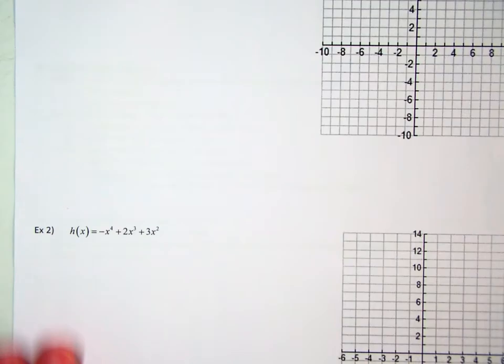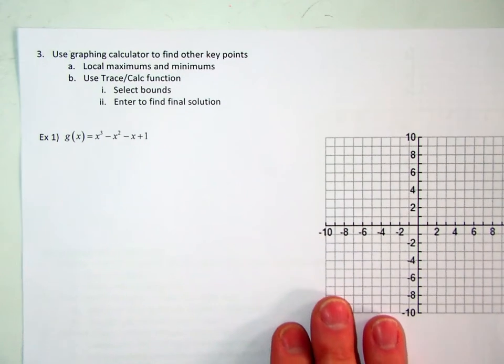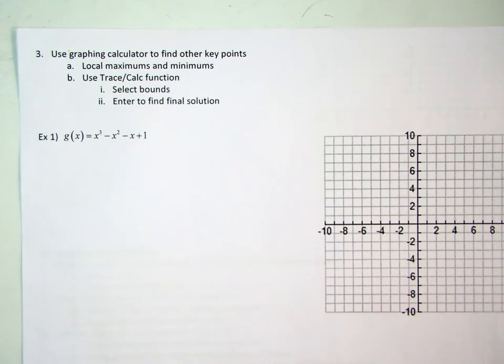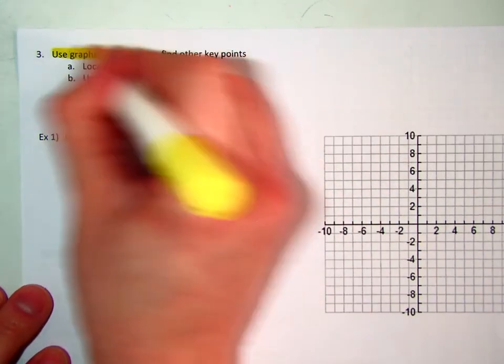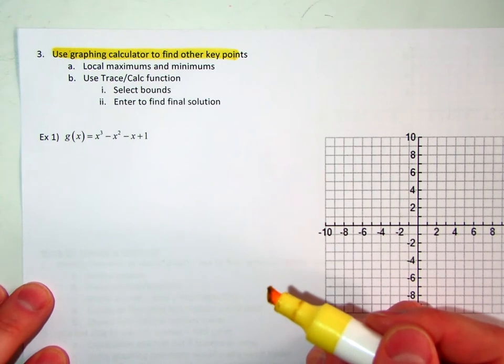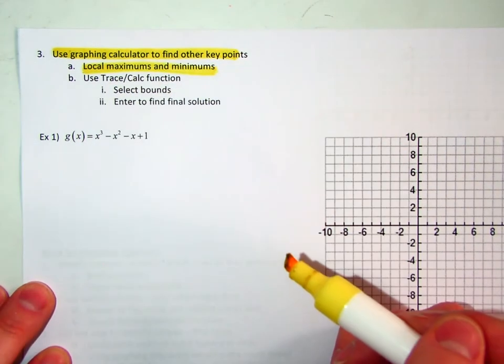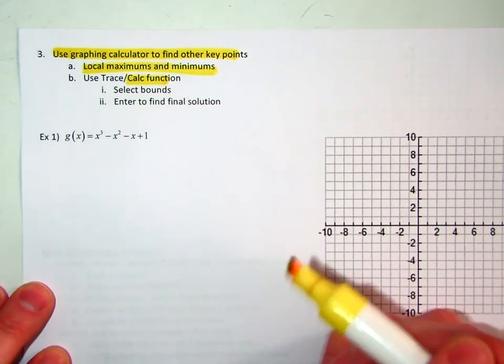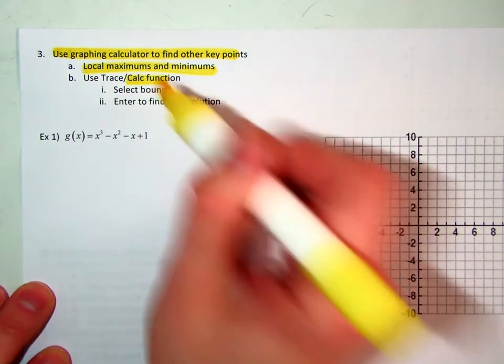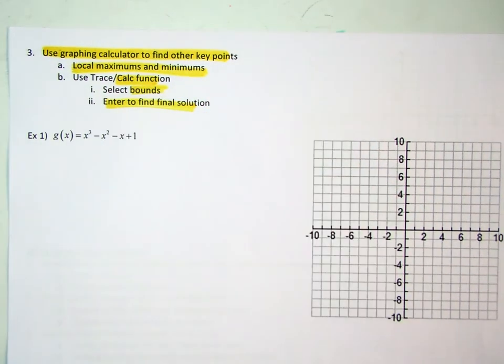Also, after you've described the end behaviors, after you've found your zeros, your x and y-intercepts, and described them as bouncing or crossing, you're going to want to use your graphing calculator to find other key points, because we want to make this as accurate as possible. So we'll want to find our local maximums and minimums. Remember, that means we have to use that calc function and select the bounds and enter to find your final solutions.